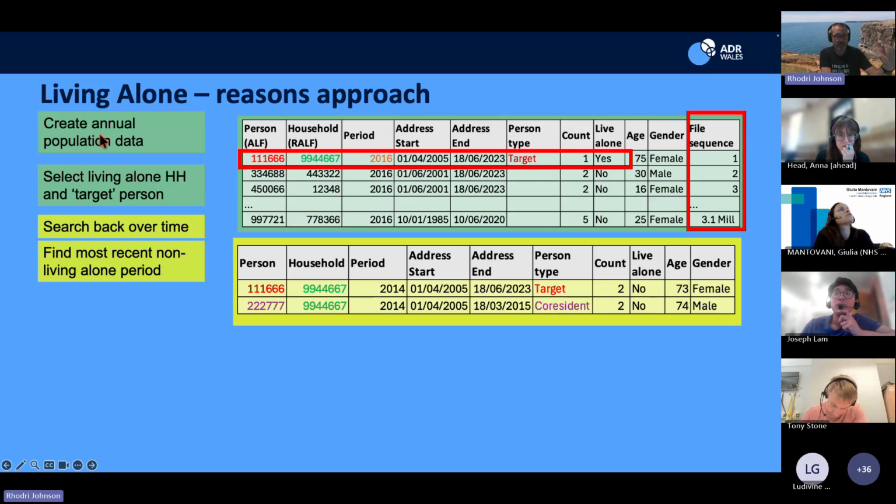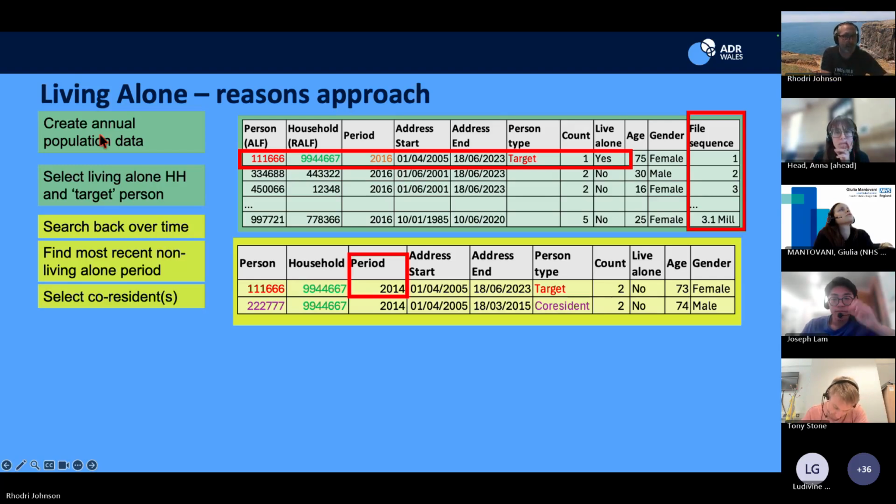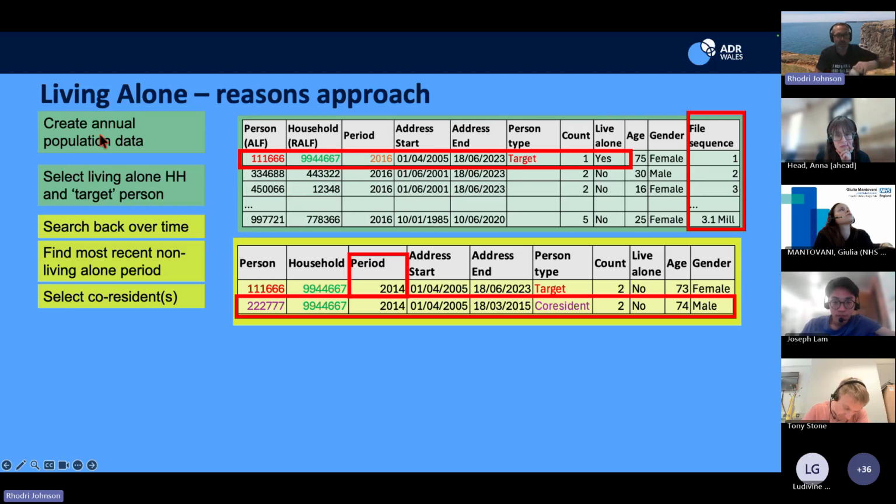So this is the data. When you bring those two people together, we found the most recent record. The period was 2014. And we're going to select the co-residence, which is that person. Let's just assume he's Mr. number 22777, male, 74. You could assume they're married or whatever, but they live together, the co-residence. Excuse me a second. So now we know who that person was living with in the previous period.